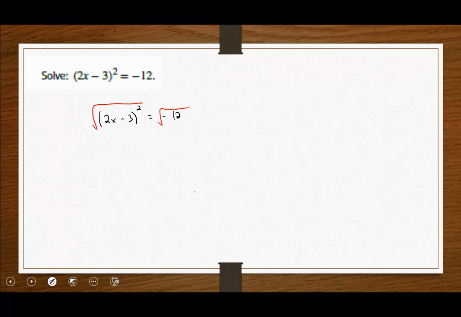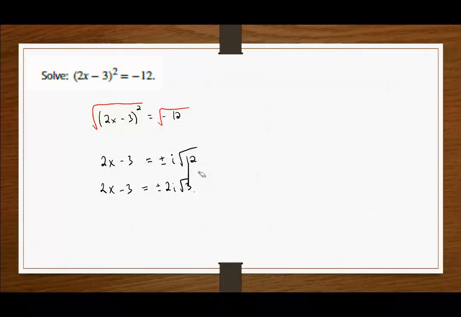Again, our square term's already isolated, so using the square root property, I can simplify the left-hand side to being just the base, 2x minus 3. On the right-hand side, I'm taking the square root of a negative number, which again should be positive and negative. Removing the imaginary part allows me to simplify further with the square root of 12. In this case, the square root of 12 can be separated into two parts. Square root of 4, which reduces to 2, and the square root of 3, our non-perfect square factor.